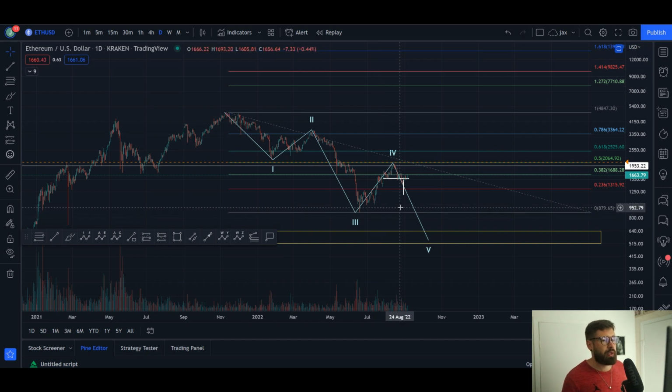I know the merge is coming up. We could definitely see a pump to the upside. Just be careful of buy the rumor, sell the news.